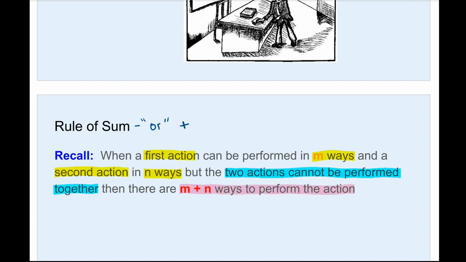We've seen stuff like this in the past, in particular when we're talking about two actions that cannot be performed together. We've seen this done as mutually exclusive, where two actions cannot be performed together, there's no overlap, they're two separate events, and we add them together. That's the same thing when we look at the rule of sum.